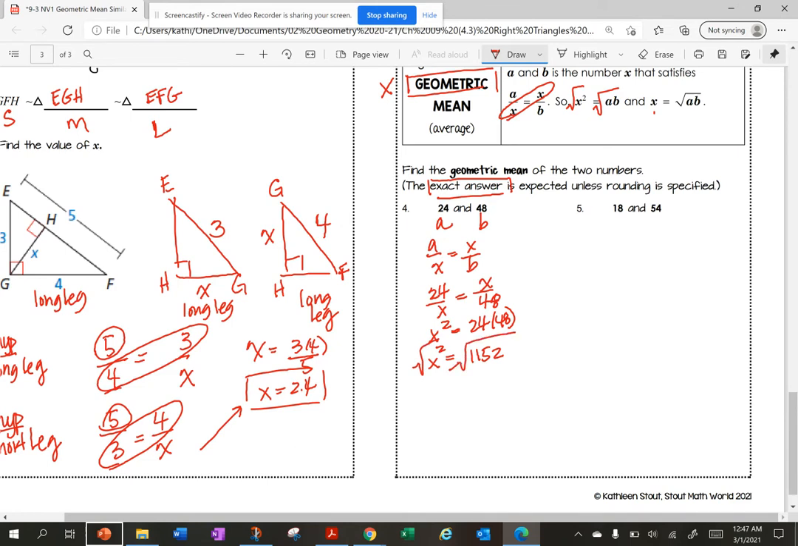So I need to simplify what's under the radical. This is 144 times 8, so I'm looking for my largest perfect square. So X equals 12 times the square root of 8. I can still simplify the square root of 8 as 4 times 2. So X equals 12 times 2 times the square root of 2. So X equals 24 times the square root of 2.